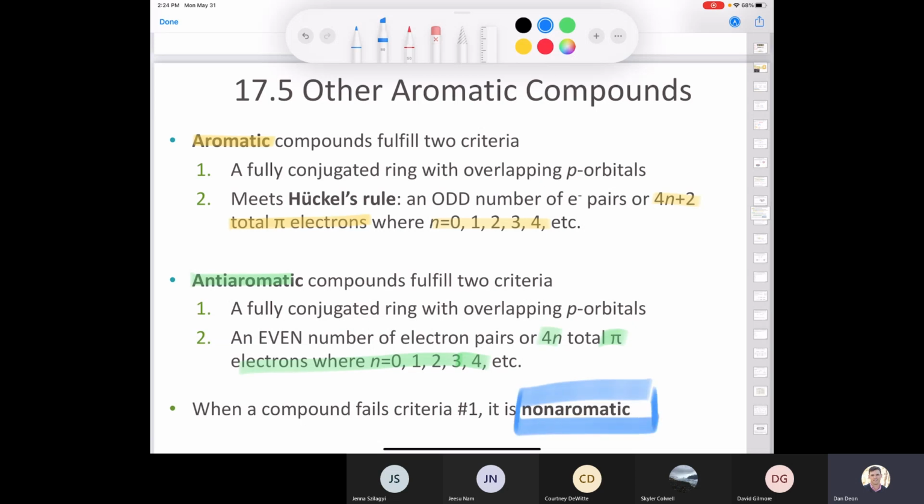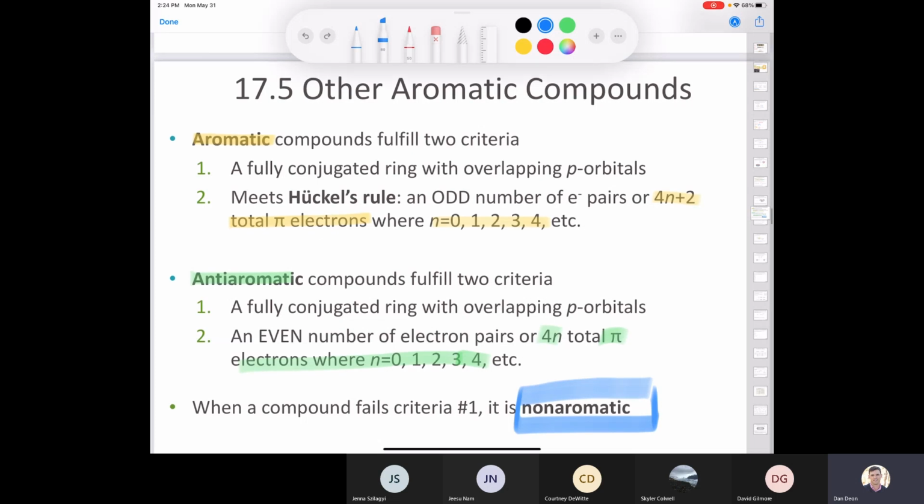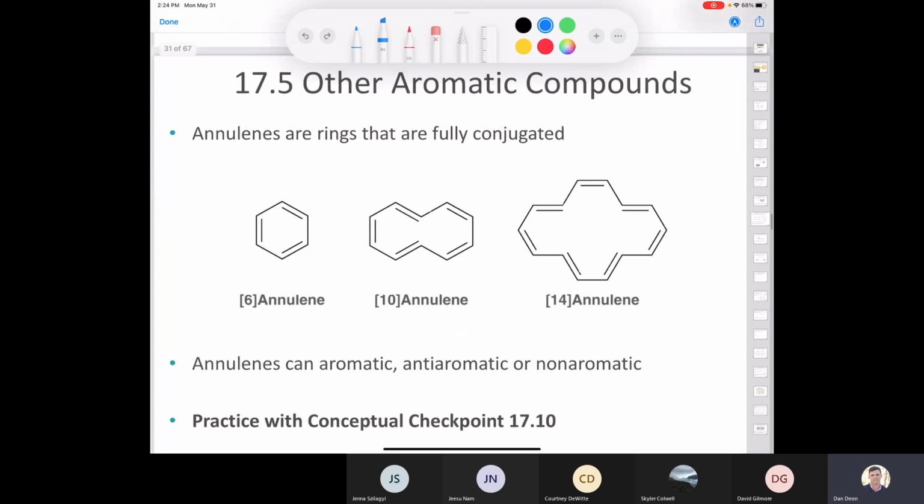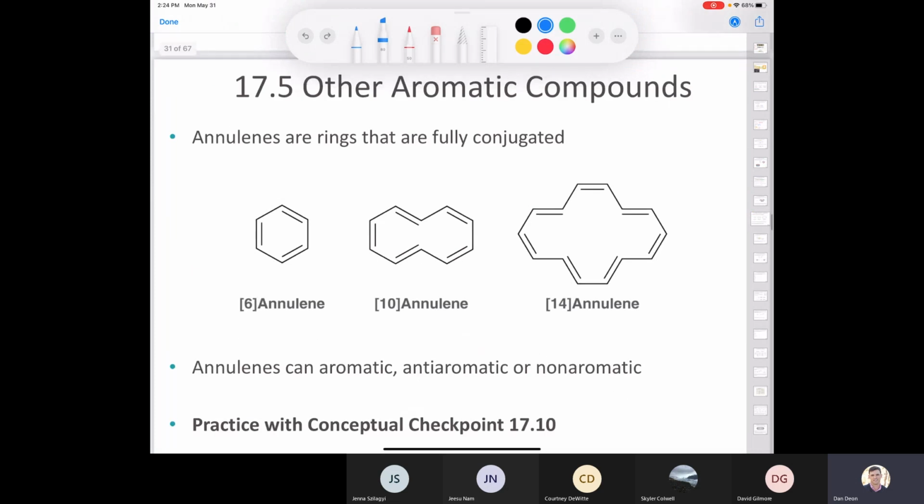And I also added to that that a compound will do anything it can to avoid being anti-aromatic. And that's why cyclobutadiene adopts the rectangle shape and cyclooctatetraene adopts a tub shape, because they avoid being anti-aromatic. Well, let's move on and talk about some other annulenes, because an annulene is a ring that's fully conjugated.